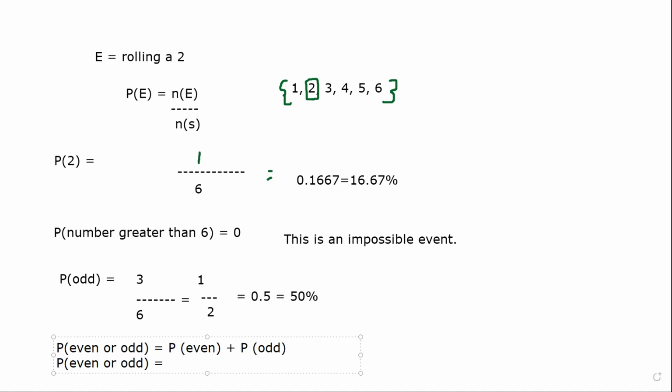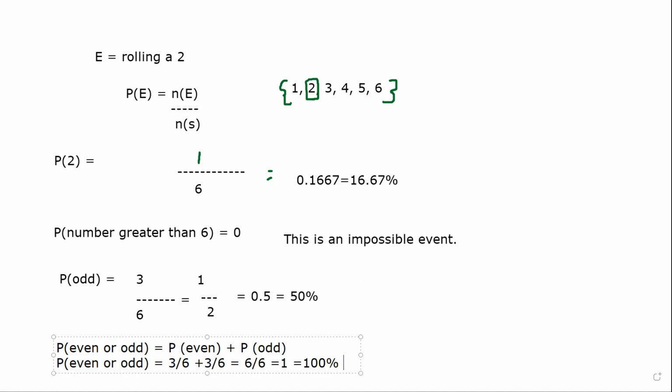So how many even numbers do we have? We have 3. So that would be 3 out of 6, right? How many odd numbers do we have? Also 3. You see where this is going? Well, if they're either even or odd, this gives us 6 out of 6, which is 1. And that means this is 100% now.